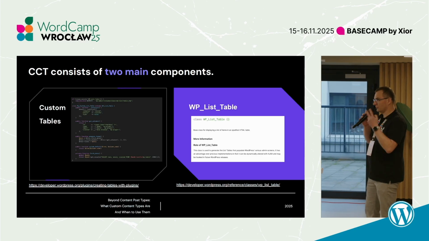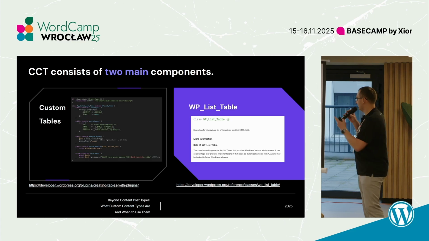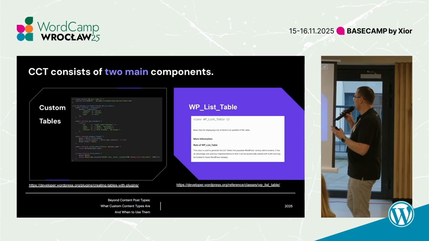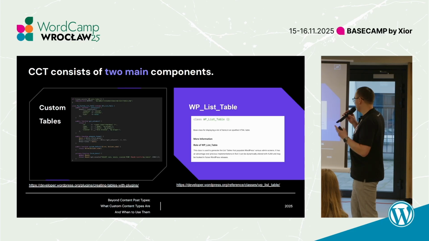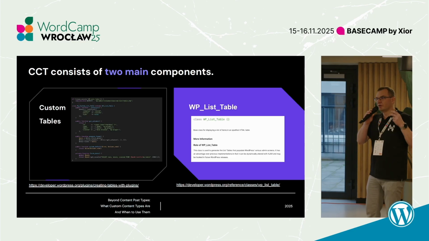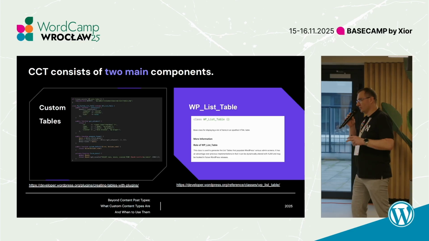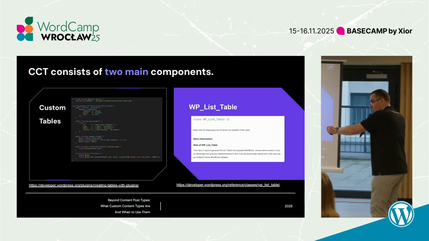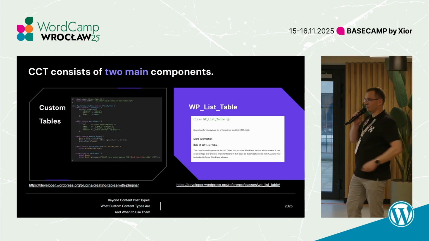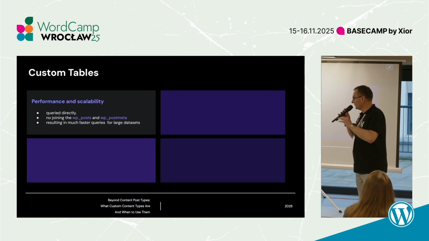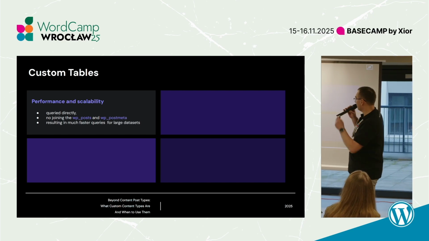So CCT consists of 2 main components. One is a custom table, so we are using a custom table instead of WP post and WP post meta. And we are using the WP_List_Table class to generate the list so that we can easily manage it. You can find the links to the official documentation of WordPress. And let's see in detail the custom tables.